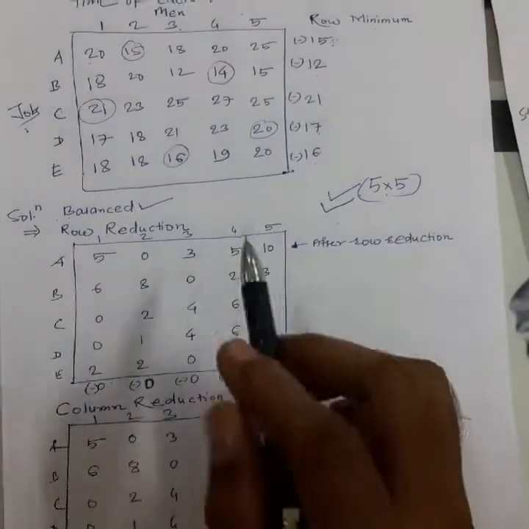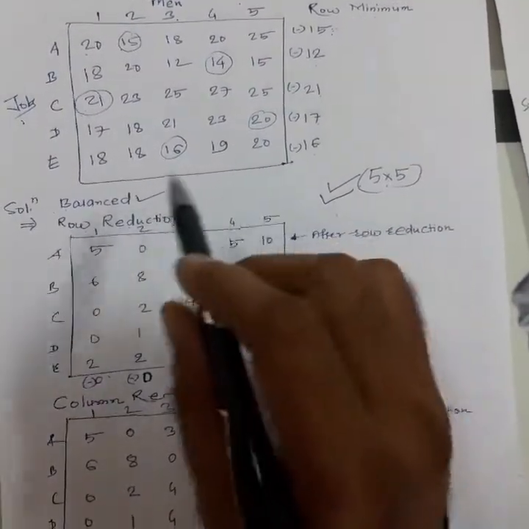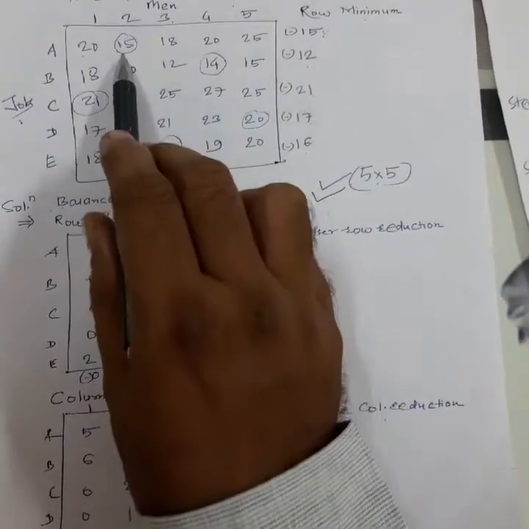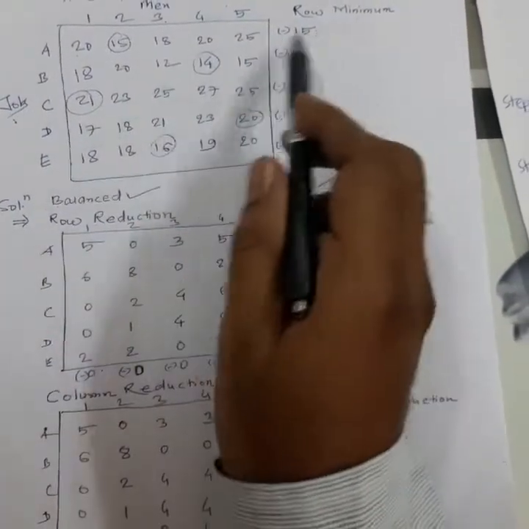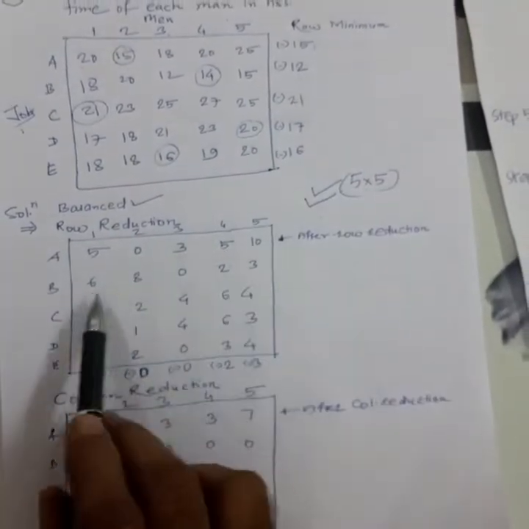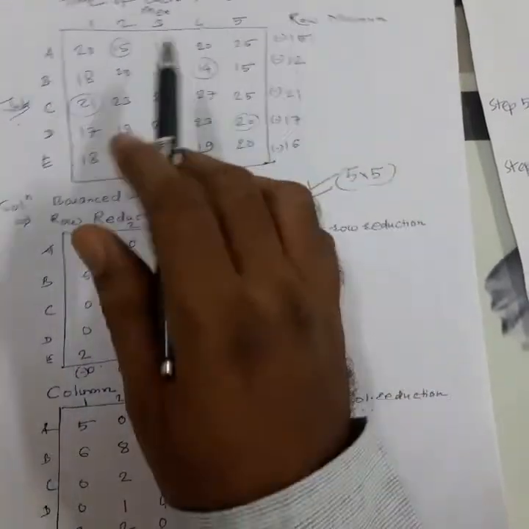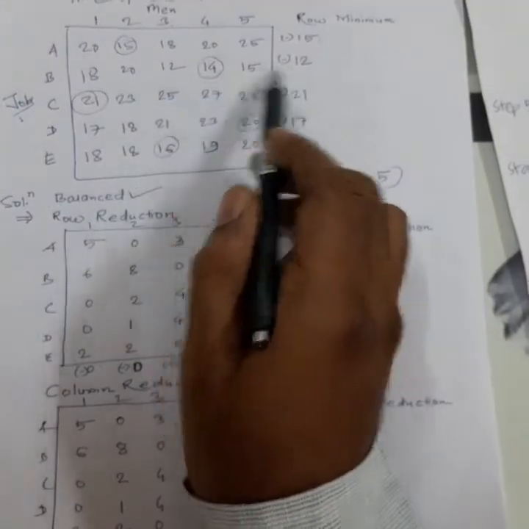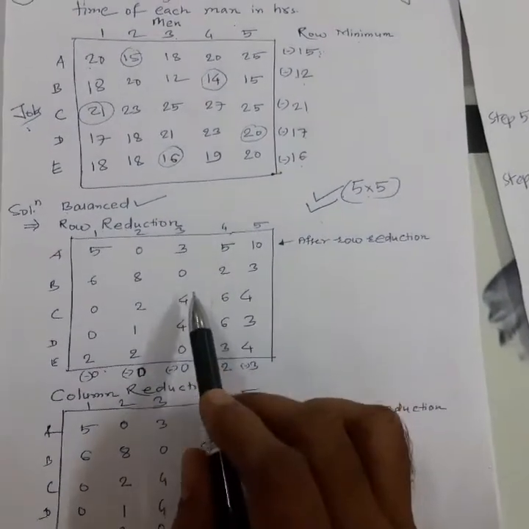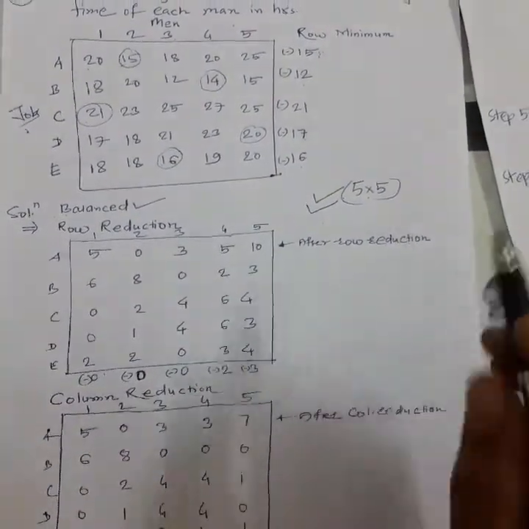Just subtract the smallest elements from the rows, like this: 20 minus 15, 15 minus 15, 18 minus 15, 20 minus 15, 25 minus 15, like this. You will get this kind of rows: 18 minus 12, 20 minus 12, 12 minus 12, 14 minus 12 and 15 minus 12, like this. You will get this matrix after row reduction.